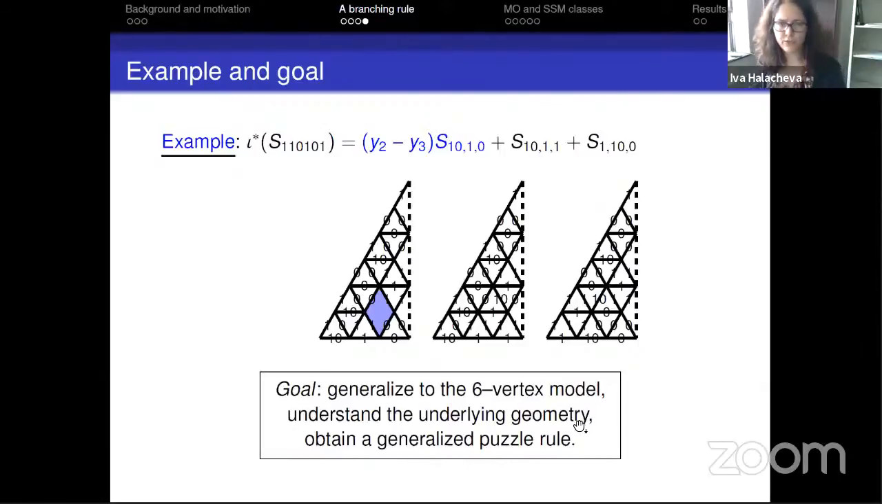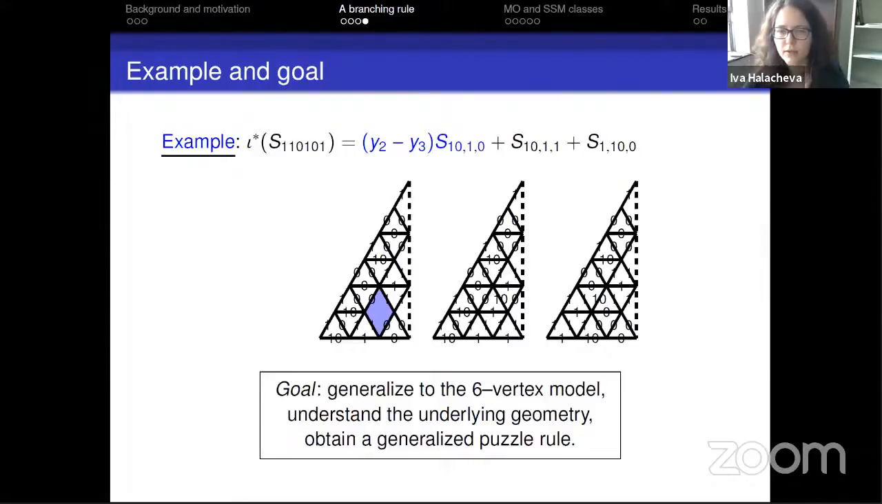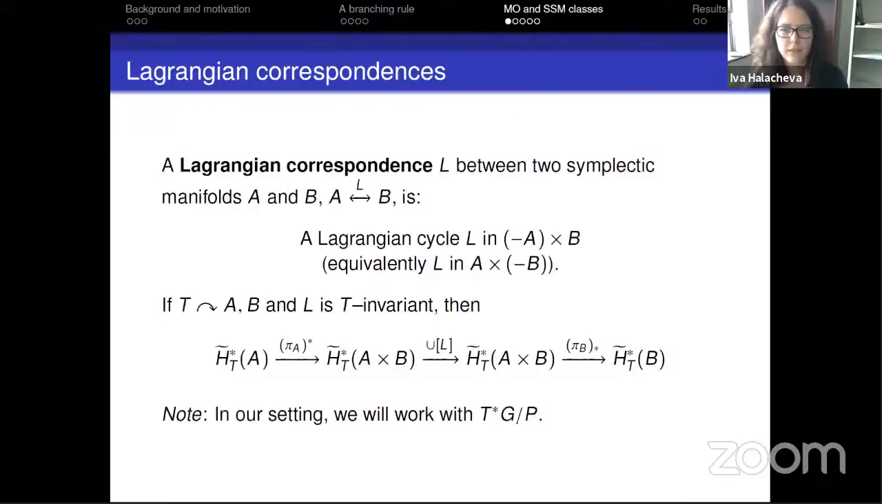Now, the goal is to generalize this somewhat more combinatorial homological or cohomological puzzle rule to the 6-vertex model in statistical mechanics, as well as to understand the underlying geometry to obtain a more generalized puzzle rule, perhaps. So let me move on to the more geometric side of this story. To do that, let me introduce Lagrangian correspondences.